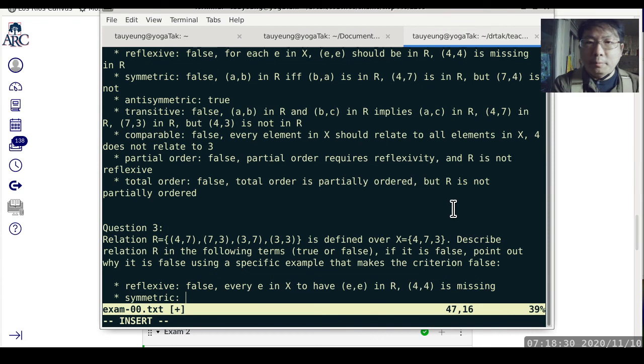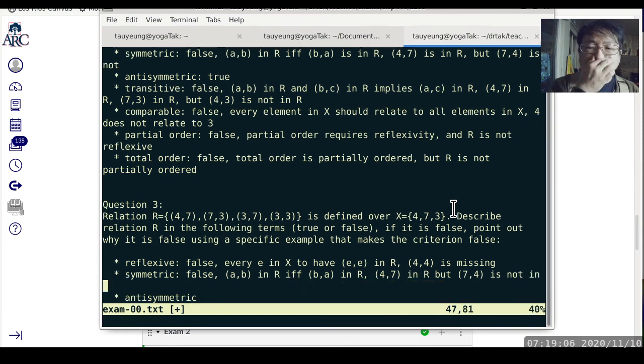Is it symmetric? It is not symmetric. False. Because in order for something to be symmetric, AB in R if and only if BA is in R must be true for any way to arrange the A and B. A has to be in X, B has to be in X, but other than that, this statement has to be true. So in this case, we can see that 4, 7 is in R, but 7, 4 is not in R.